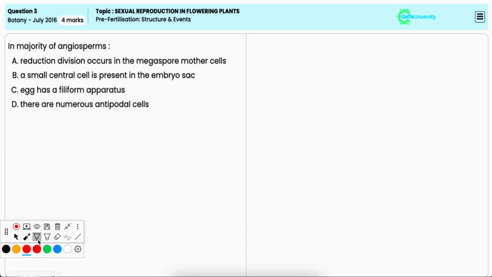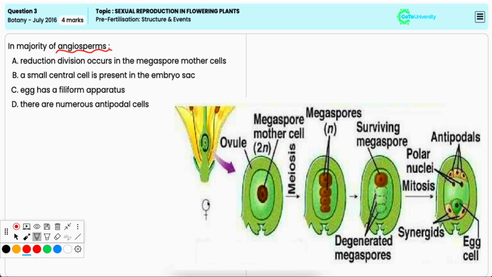In this question, you have to identify the correct statement regarding angiosperms. Option A, reduction division occurs in the megaspore mother cells. Now, this is correct. In the majority of angiosperms, the megaspore mother cell undergoes meiosis, that is reduction division, to produce 4 haploid megaspores, and one of which develops into the embryo sac.